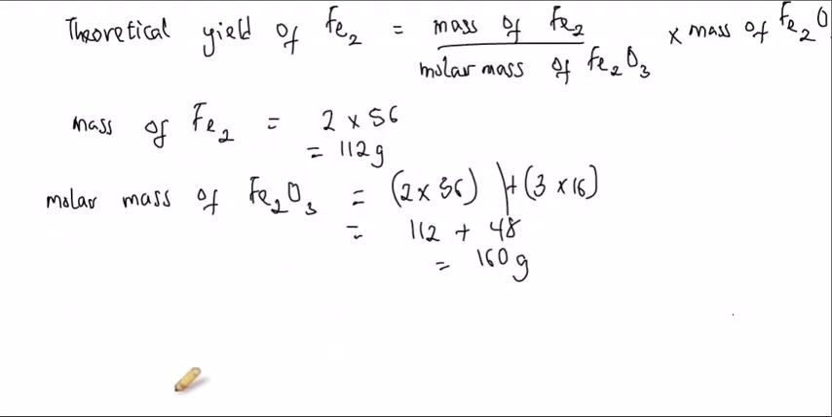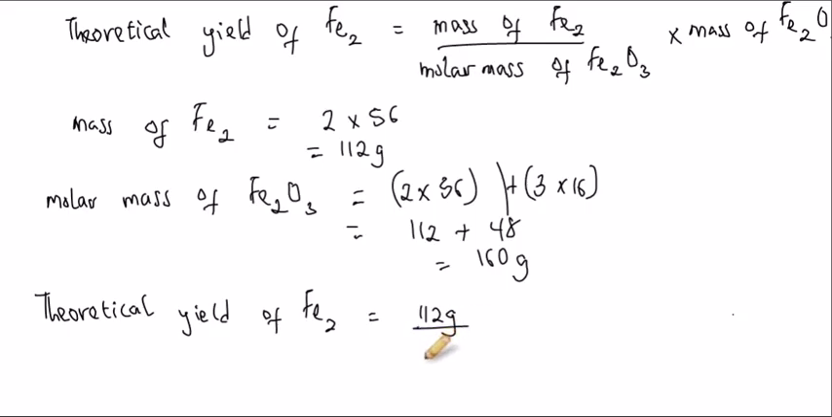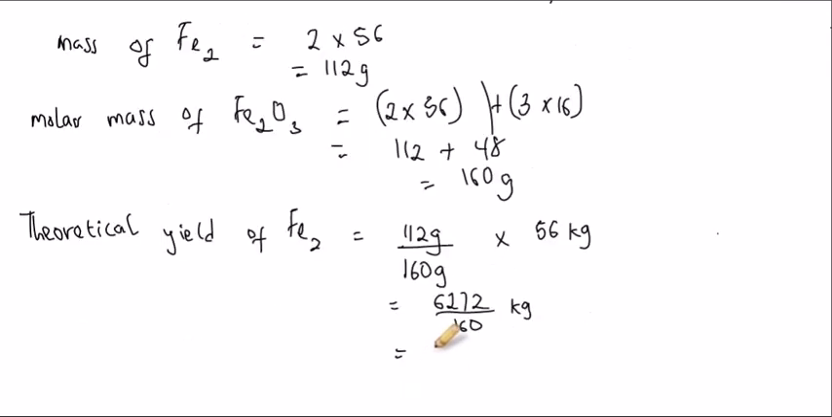After calculating the value of the mass of iron, and we've gotten the molar mass of iron(III) oxide, the next thing is to substitute the values in the formula written above. The theoretical yield of iron in the iron ore will then be equal to the mass of iron, that's 112, divided by the molar mass, 160 grams, multiplied by the mass we've calculated earlier from the question, which is 56 kg. In calculating this, we have 39.2 kg, and this will be serving as the final answer.